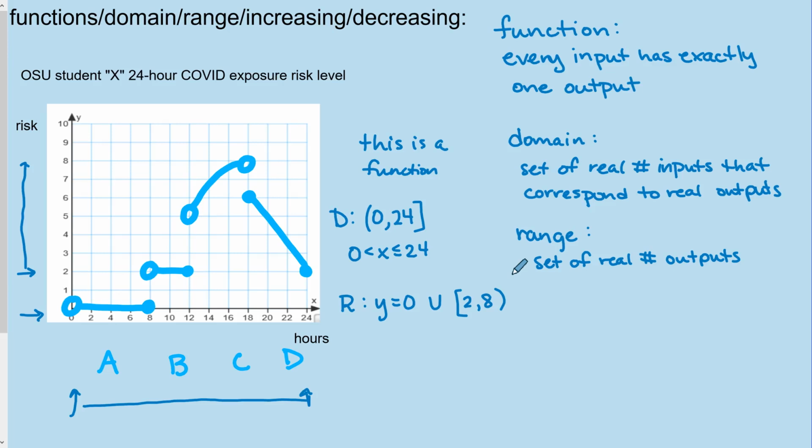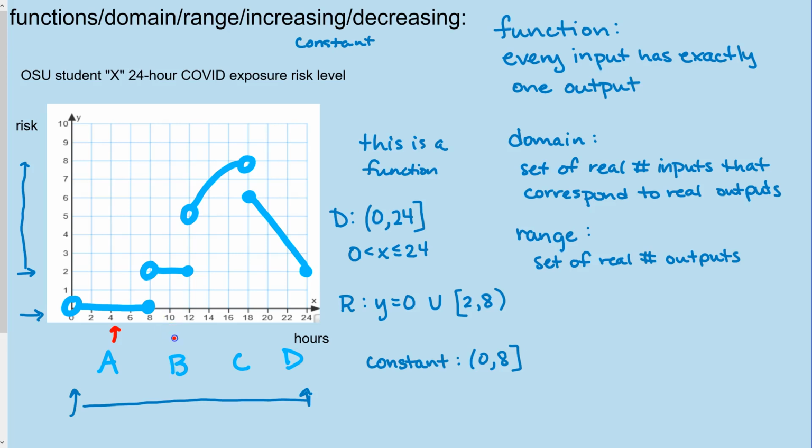Okay, now let's talk about where this function is increasing or decreasing or constant. These are fairly intuitive. You have to be thinking about what the graph is doing as you move from left to right. So let's take a look at piece A. As we move from left to right, the y values are not changing, so the graph is constant. So the interval upon which the graph is constant would be the x values 0 to 8. Not including the 0, including the 8.